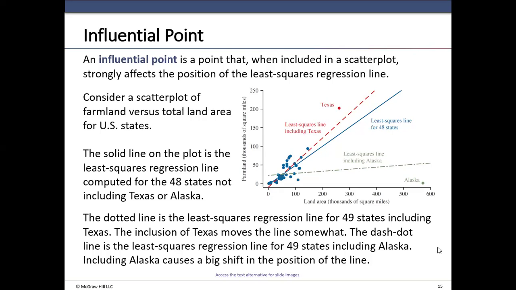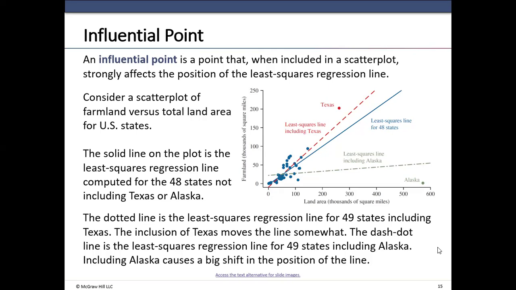However, what happens if we also include Alaska, the dashed dot line, which is the lowest slope line? The dashed dot line is the least square regression line for 49 states, including Alaska. Including Alaska causes a big shift in the position of the line. In other words, the slope becomes much shallower because Alaska is a large land area, but very little of it is farmable. If you include that XY value of Alaska, it will pull the slope down.